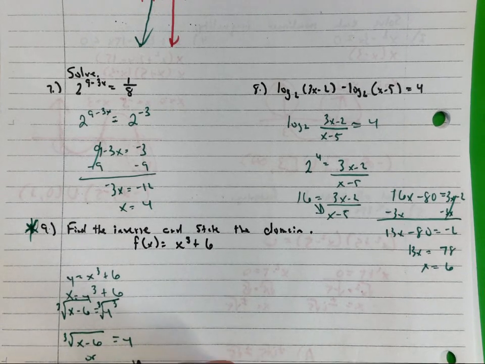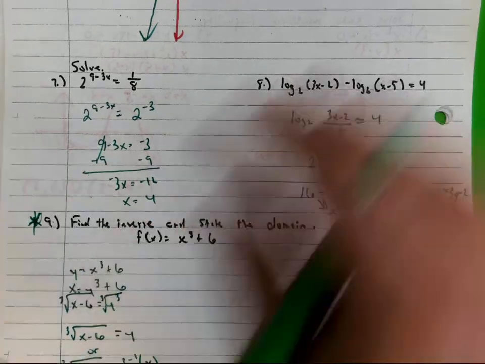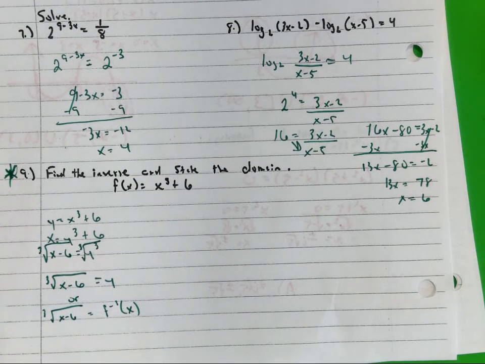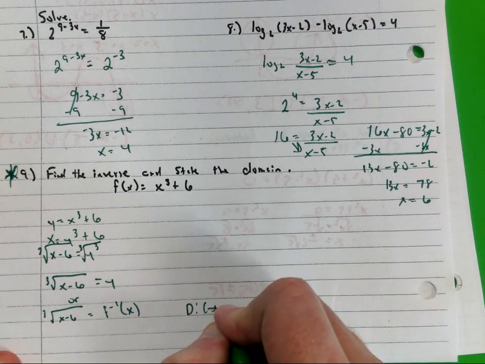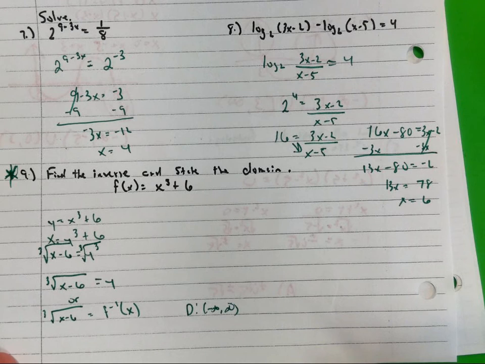You can write it using the inverse notation. Now looking at this, it is a cube root. What's your domain of a cube root? All real numbers, because you don't have to worry about anything under a cube root. So that's one of your short answers tomorrow.